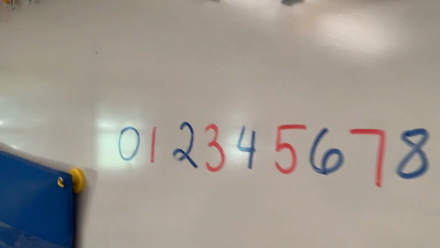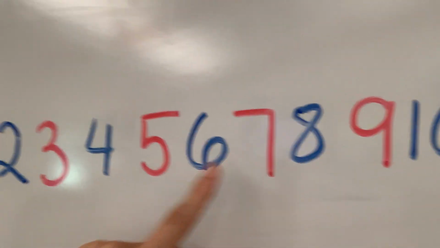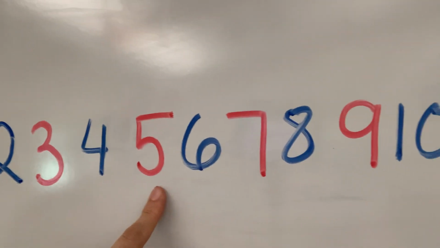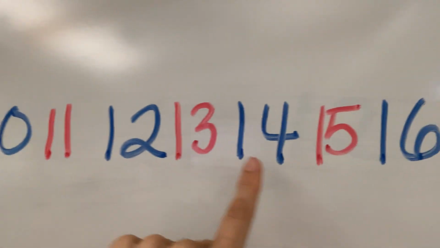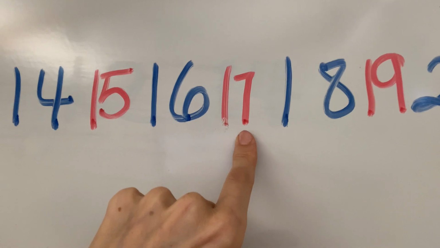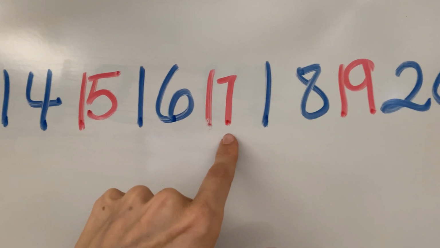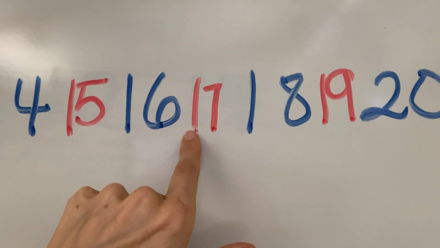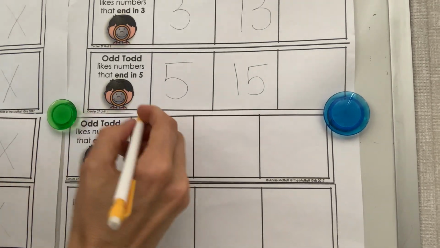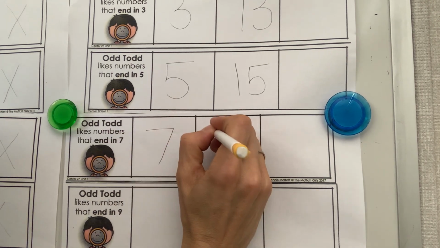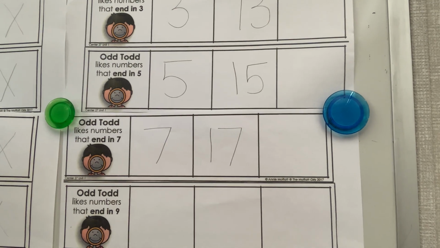7. So let's look for number 7. Here it is. 1, 3, 5, 7, 9, 11, 13, 15, 17. Uh-oh, here it is. It ends with 7 as well. It begins with 1. It ends with 7. So we're going to write it over here. 7 and 17. Very good.